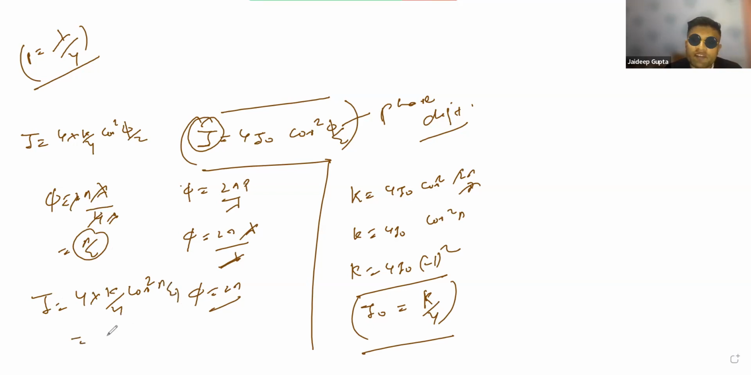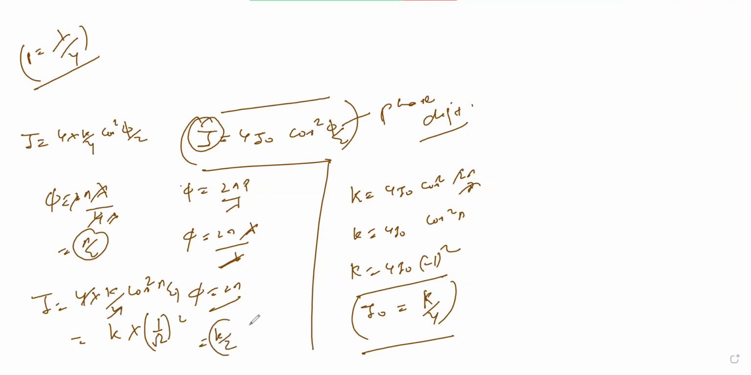Now, Nafisa, what is cos pi by 4? It is 1 over root 2. So intensity will come out K over 2. This is the answer. Do you have any problem?